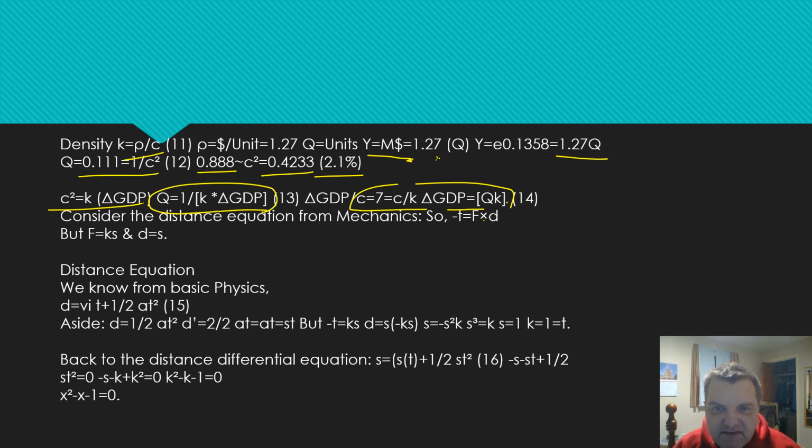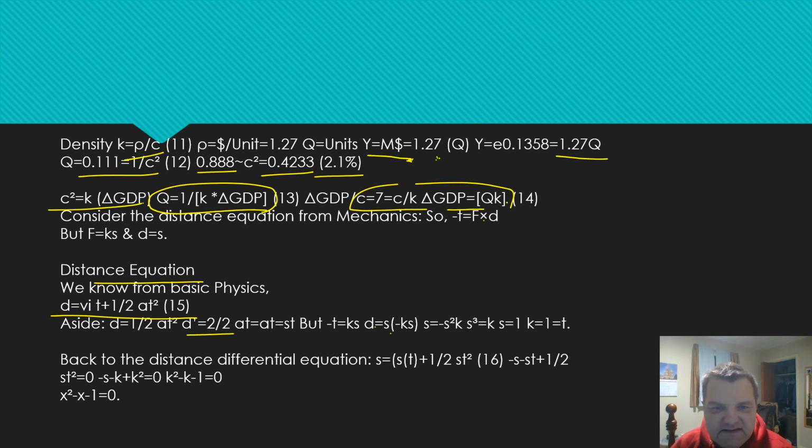T minus T is equal to force times distance, but F is equal to minus KS, and D is equal to S. D and S are the same, actually, distance and position. So the distance equation we know from basic physics is equal to VIT plus 1/2 AT squared. And if we take a sidebar here, we have A is equal to 1/2 AT squared, D squared is equal to 2, but T is equal to minus T is equal to KS. So D equals S times minus KS.